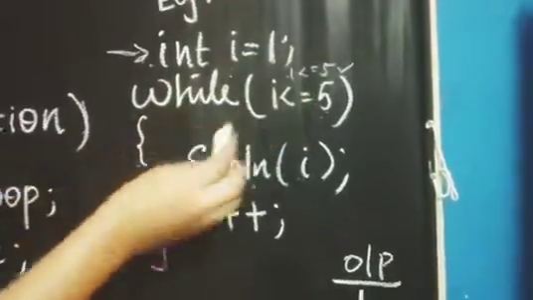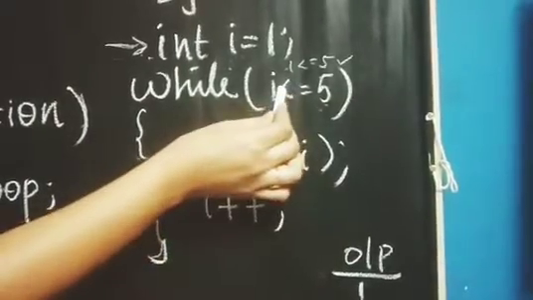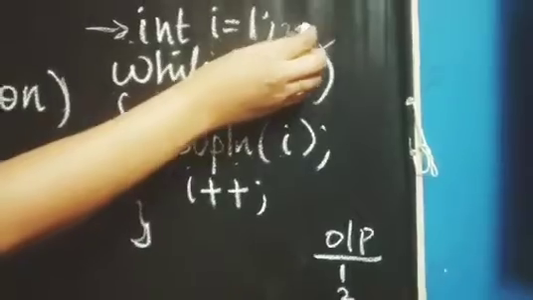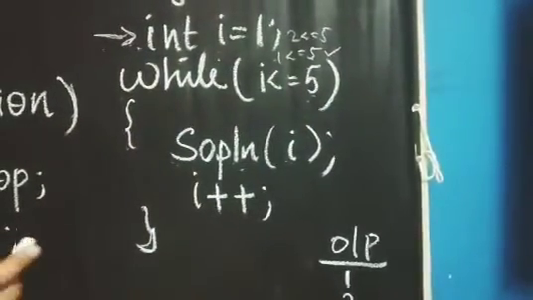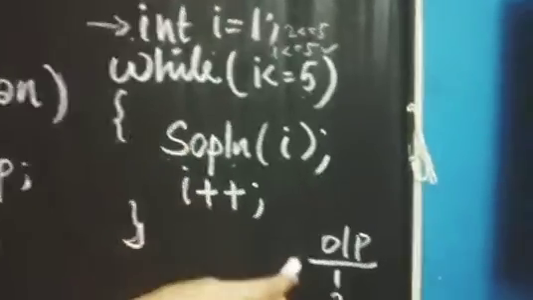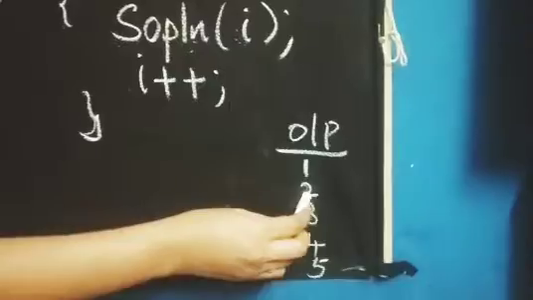So again the condition, the ending of the block, that means the control goes back here. So again 2 less than or equal to 5. So 2 is less than or equal to 5. Condition is true. So then again output will be SOP ln of I. So I value is 2. So that will be the output.